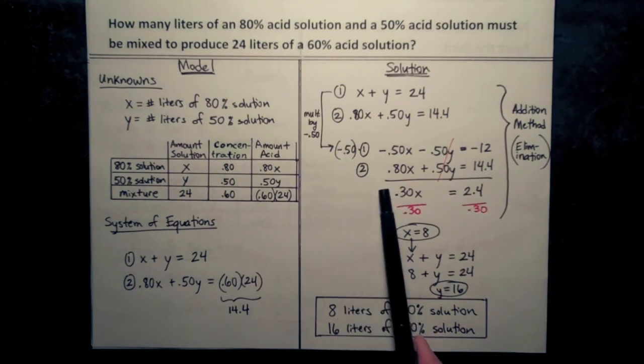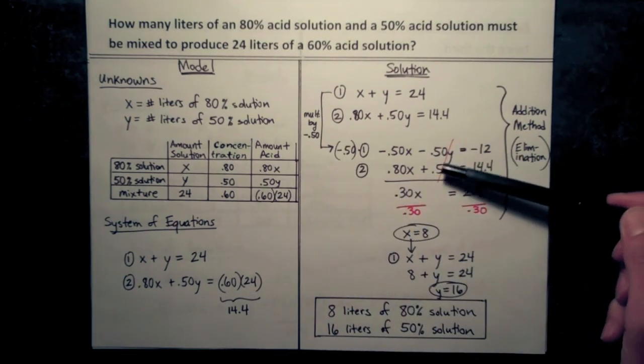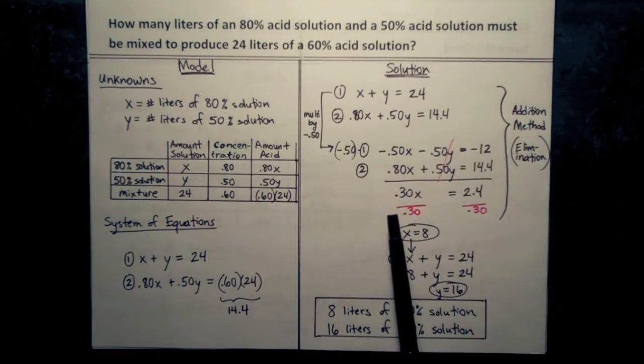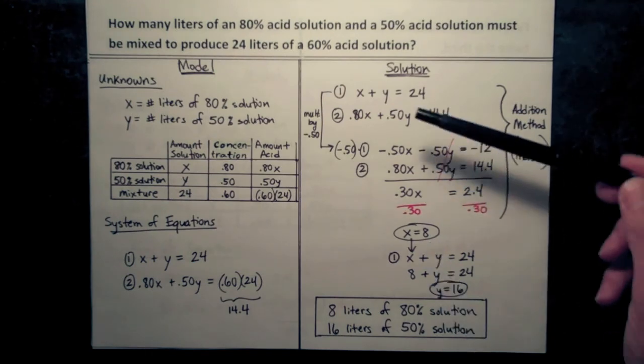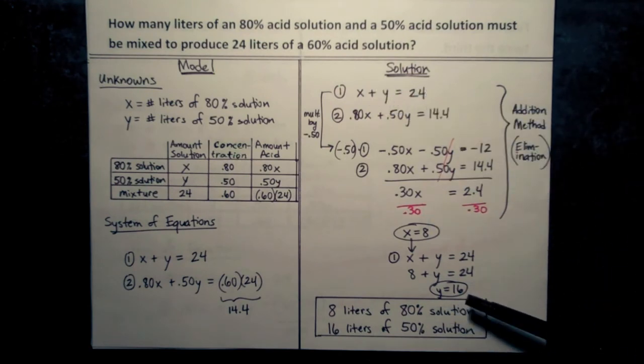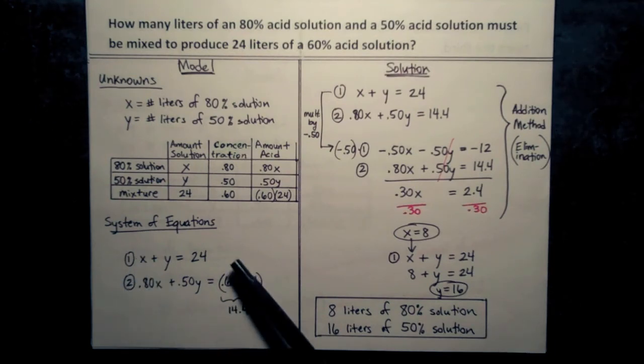Leave equation 2 alone. The y's will cancel. Combine my x's, divide by 0.30 on both sides, and that leaves us with x equals 8. And of course it's going to be easiest to plug that back into the first equation to get y equals 16. So 8 liters of the 80% solution, 16 liters of the 50% solution. That answer seems reasonable, although of course you can check the solution in the system of equations to make sure it's correct.